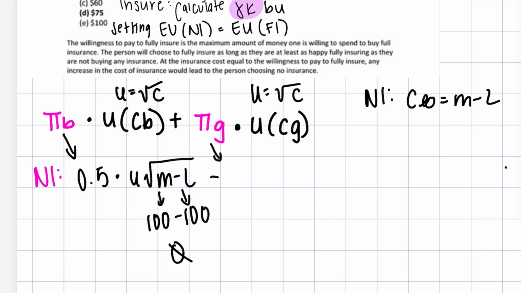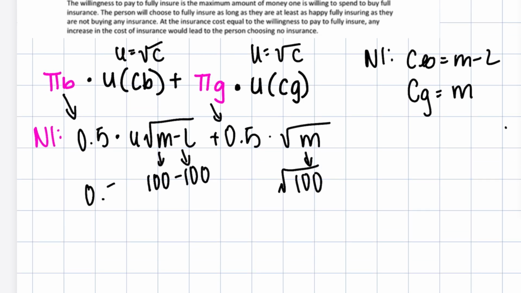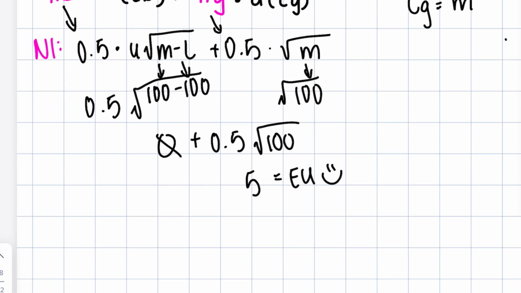That means our probability of a good state must be 50% times that square root of just M, right? Because consumption in the good state under no insurance is M. And so our M is 100 because in the good state, he could receive $100. So then we have 50% chance of winning no money. So 50% chance of 0 is just 0. Plus that 50% chance of winning $100. So that's going to be the square root of 100, which is 10. So that means that 50% of 10 is 5. So that's his expected utility if he were to not insure.